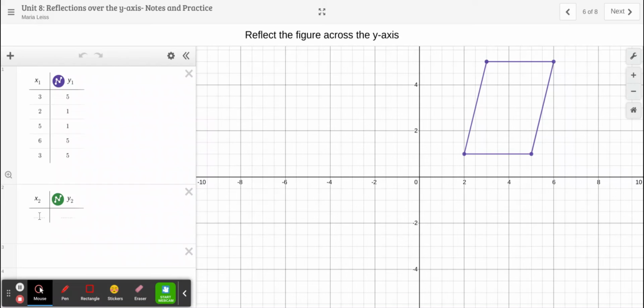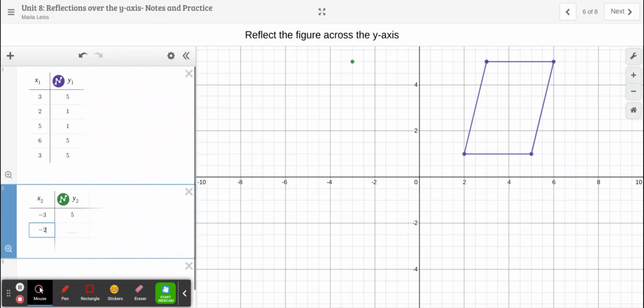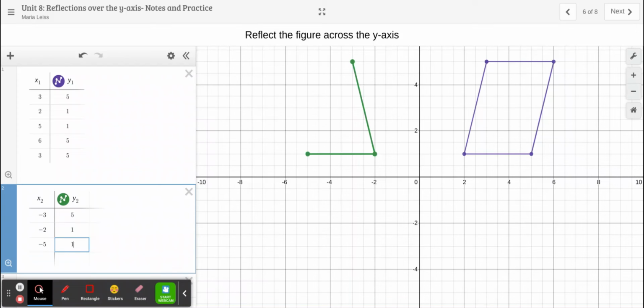Last one. +3 now, starting positive, so now to change the sign, we're going to make it negative. Y stays the same. And there's what you should have.